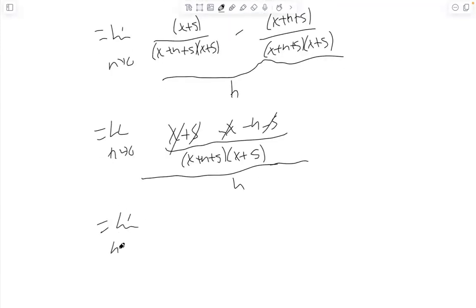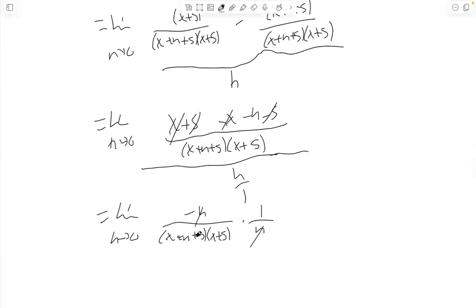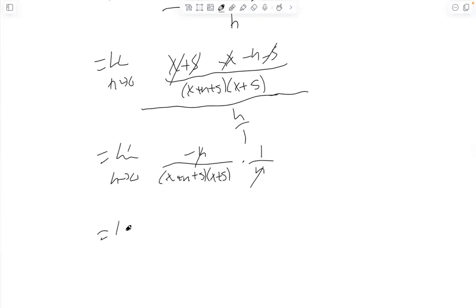So we get limit as h approaches 0 of negative h over, and we're going to do the exact same trick we did a minute ago. Think of this as h over 1. So a fraction divided by a fraction. Keep this one, change divided to multiply, and flip this over. And hey, look, the h is canceled. And now we get limit as h goes to 0 of negative 1 over x plus h plus 5 times x plus 5.